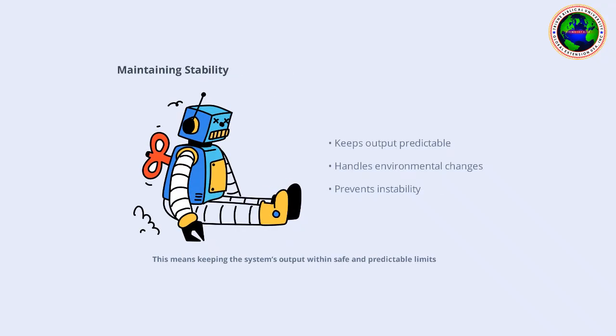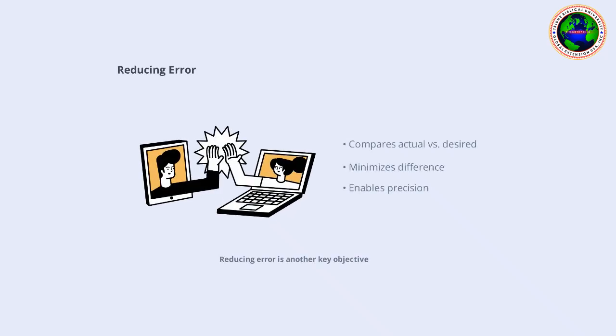One of the most important roles of a control system is to maintain stability. This means keeping the system's output within safe and predictable limits, even when faced with disturbances or changes in the environment. For example, a drone's flight controller constantly adjusts its motors to keep it level, even if the wind picks up. Reducing error is another key objective.